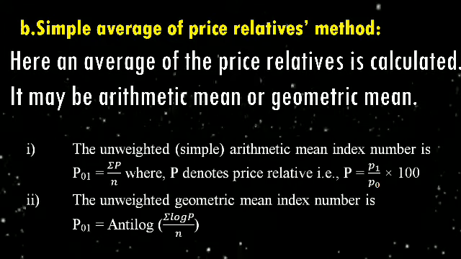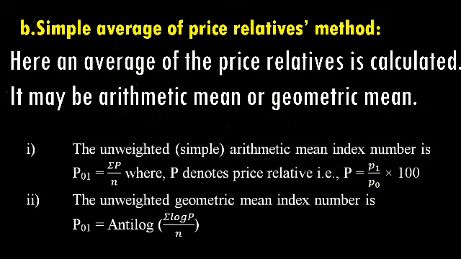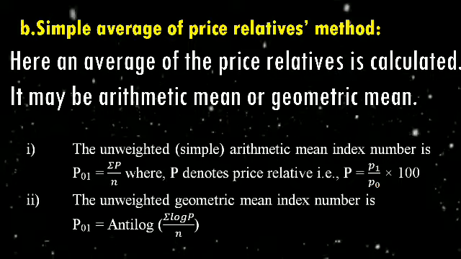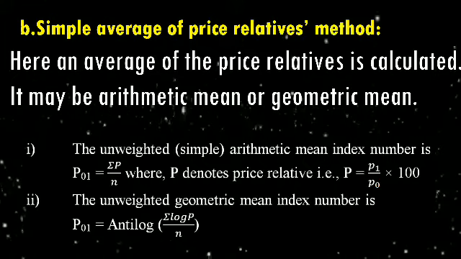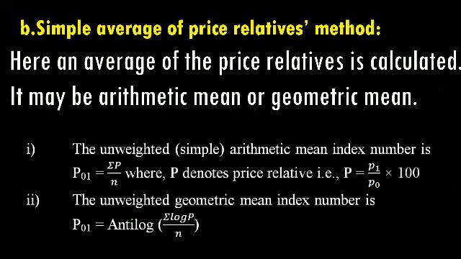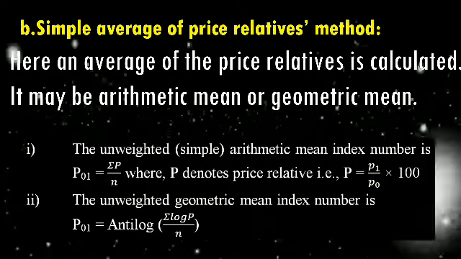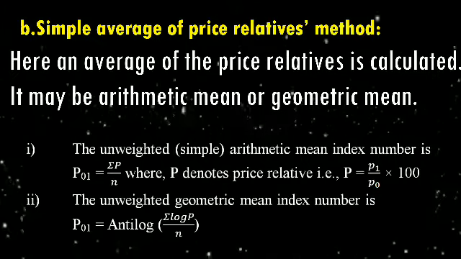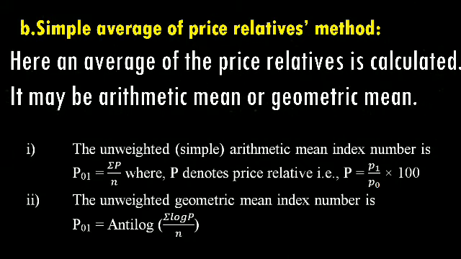The formula is P01 equal to sigma capital P divided by small n. Again, on the left hand side you are computing the price index number for the current year 1 with respect to the base year 0, which is equal to sigma P, the sum of the price relatives, where capital letter P denotes price relative. There is a difference between small letter p values and capital letter P values. Capital letter P indicates the price relative or the price index number, whereas small letter p1 and p0 indicate the price values for the current and the base year.